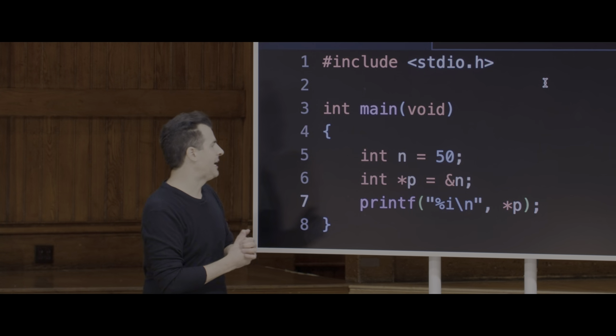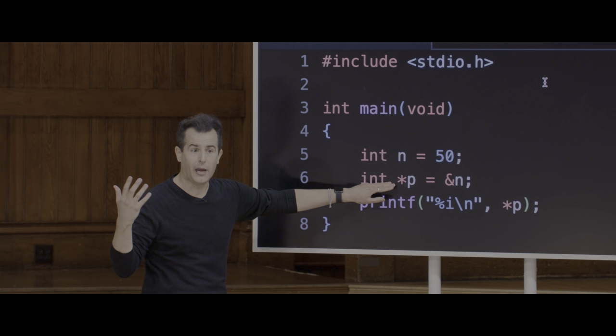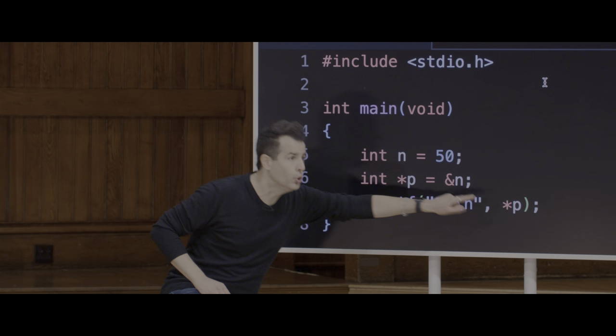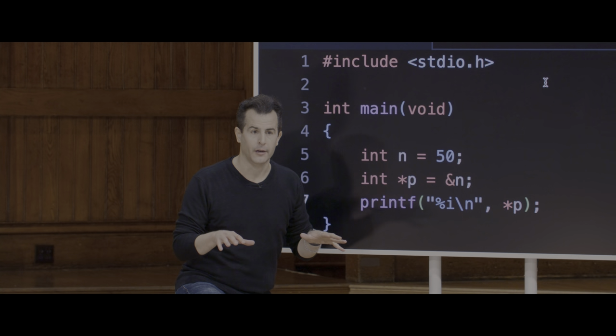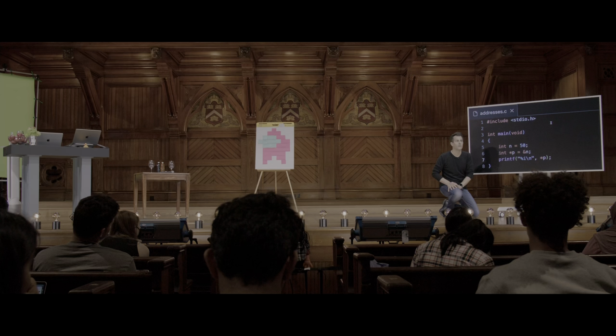So a good visual indicator would be when you declare a pointer, that is, make it exist in your program, you have to declare the data type with the star. But when you use a pointer, you just use the star. In an ideal world, this would be a completely different symbol. But again, this is what we have.